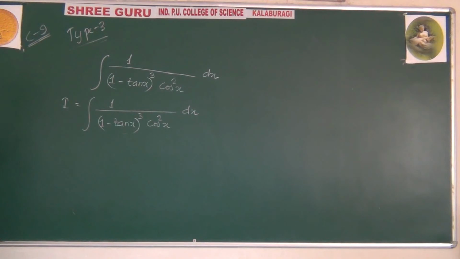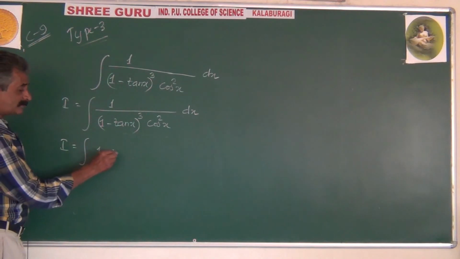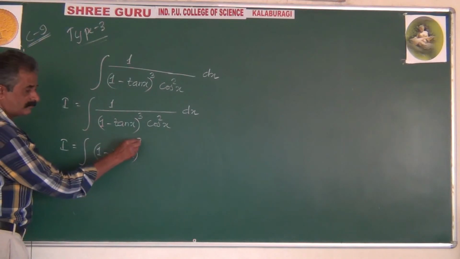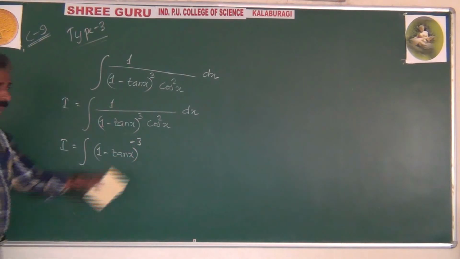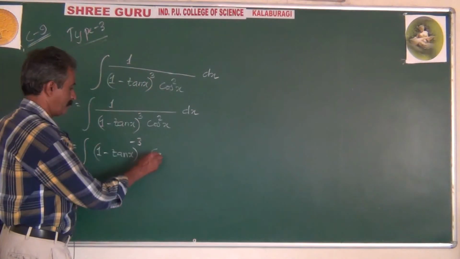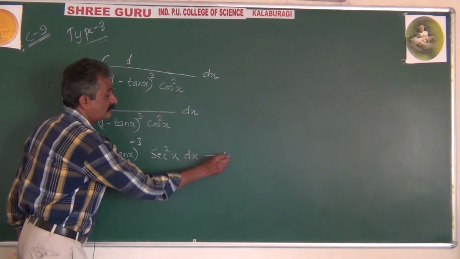Before we expect substitution, one step we shall have an adjustment. Let's transfer the denominator to the numerator, which becomes (1 minus tan x) to the power of minus 3. And also, what is 1 divided by cos square x? Secant square x.